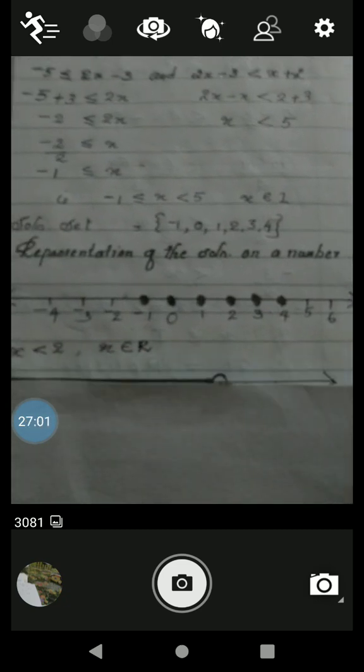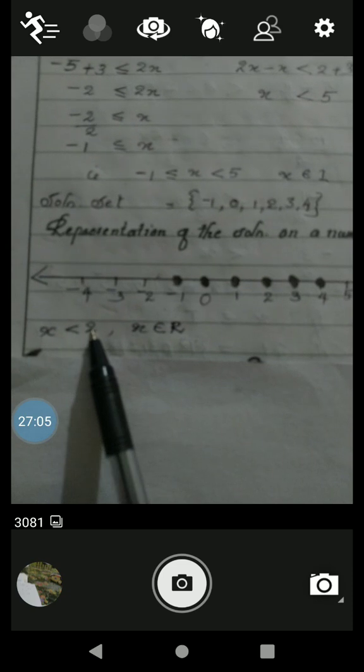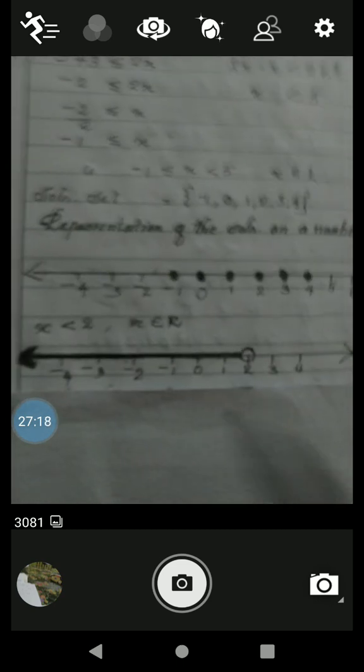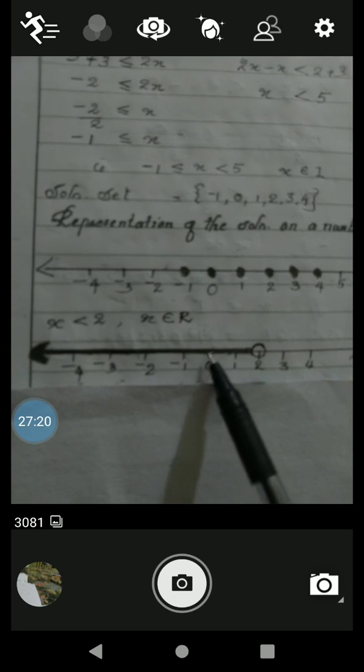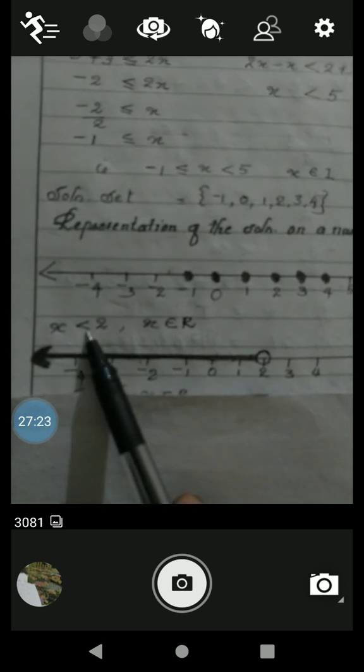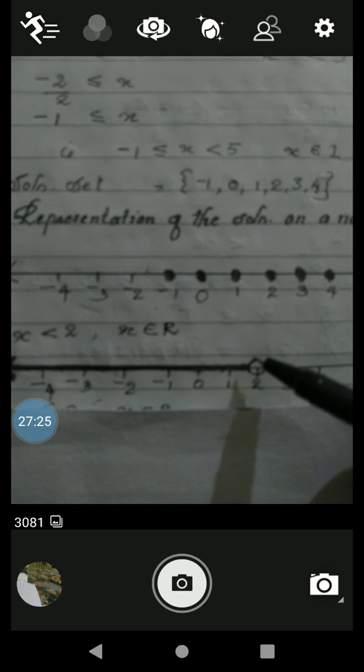Now, suppose the solution set is x less than 2 and x belongs to real numbers. Real numbers means all the numbers, fractions, decimal fractions, all these things. Now, how can we express the same thing? You can draw a number line as usual, and x is less than 2. So, encircle this 2, encircle 2 and no need to darken it.